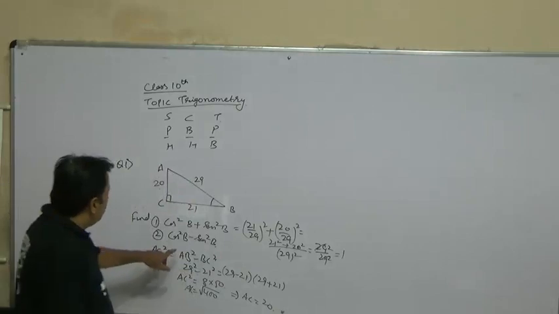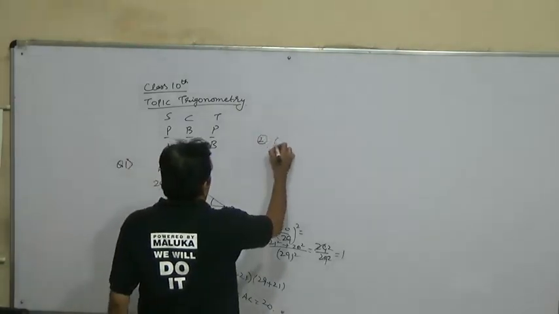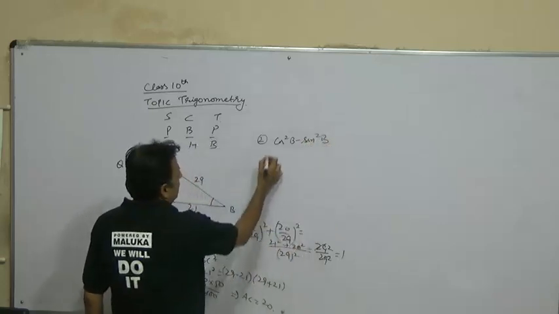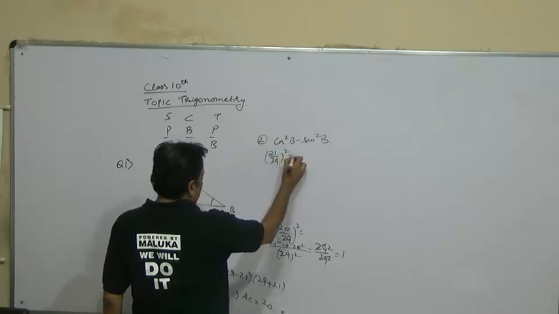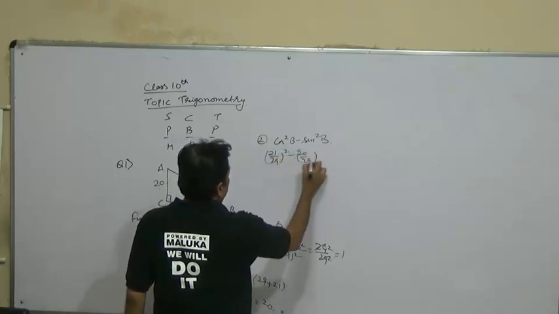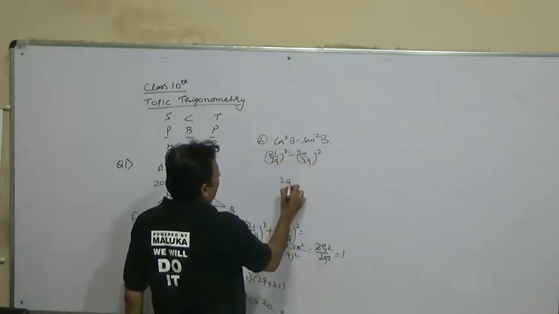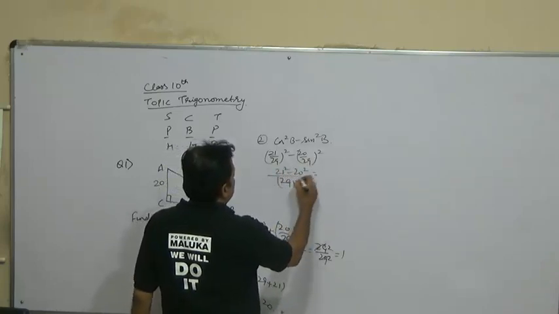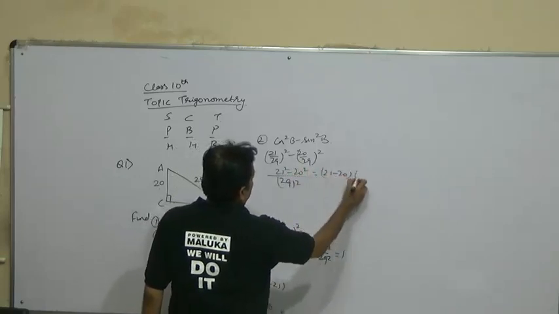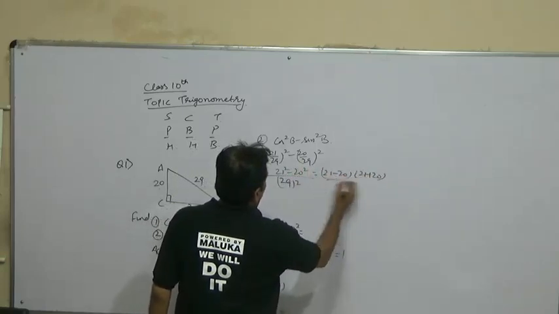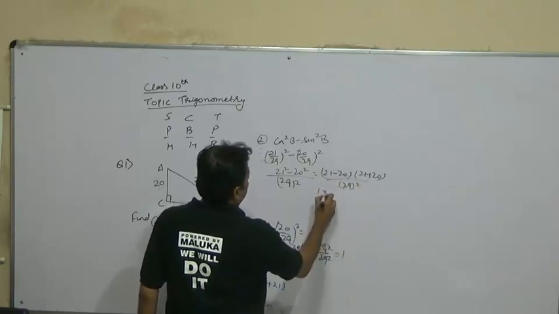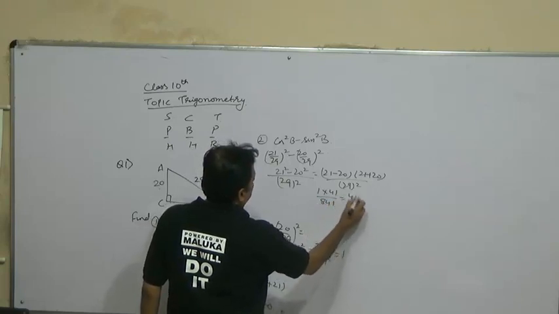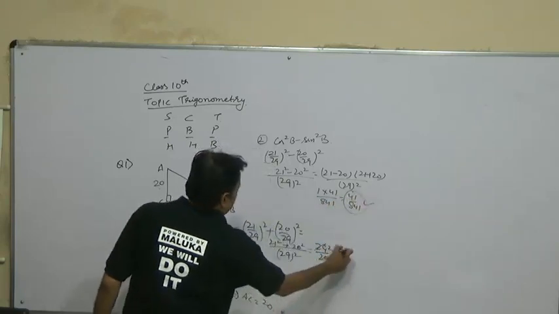Secondly, we want to find cos square B minus sin square B. So again we pick the values: 21 upon 29 whole square minus 20 upon 29 whole square, which is 21 square minus 20 square over 29 square, which is 21 minus 20, 21 plus 20 upon 29 whole square. So this is 1 into 41 upon 841, 41 upon 841. So these are the two values which we are given.